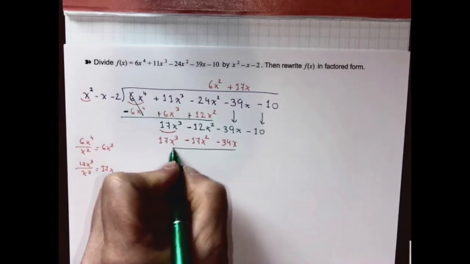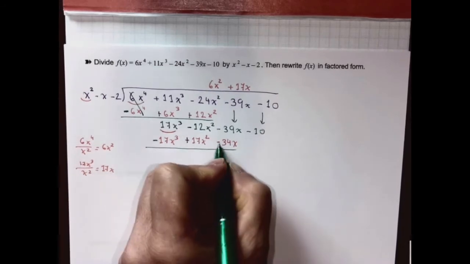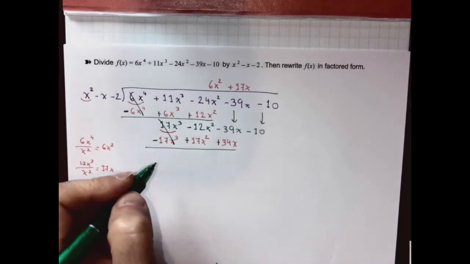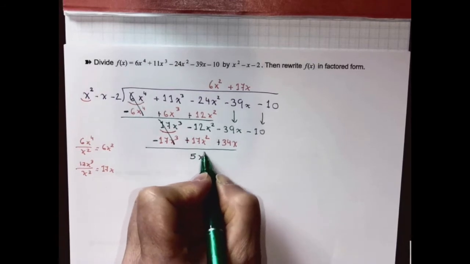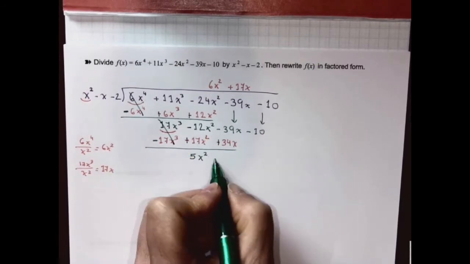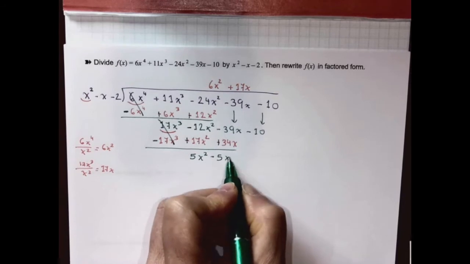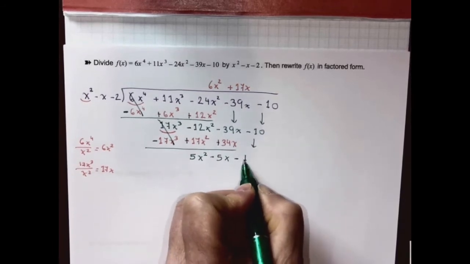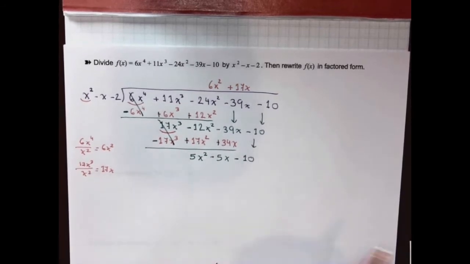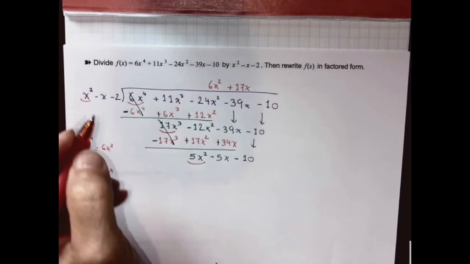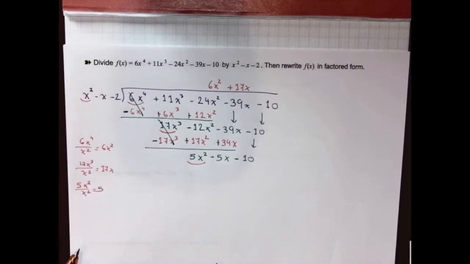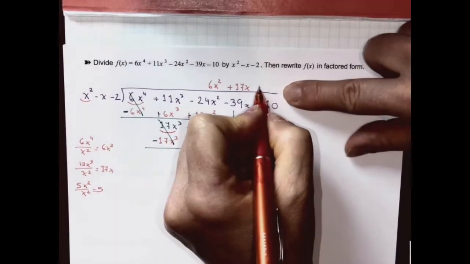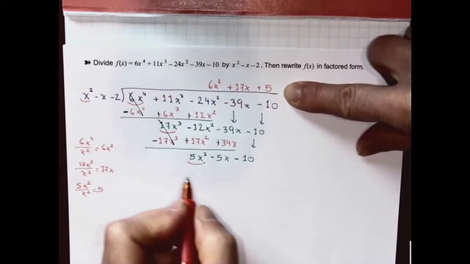Now we are ready to subtract. So change the sign, change the sign, change the sign. Those cancel. Negative 12 plus 17 will be 5x squared. That will be a negative 5x, and bring the next one down. Okay, almost there. 5x squared divided by x squared will give you a positive 5. So above the constant term, we're going to have plus 5, and now we multiply.